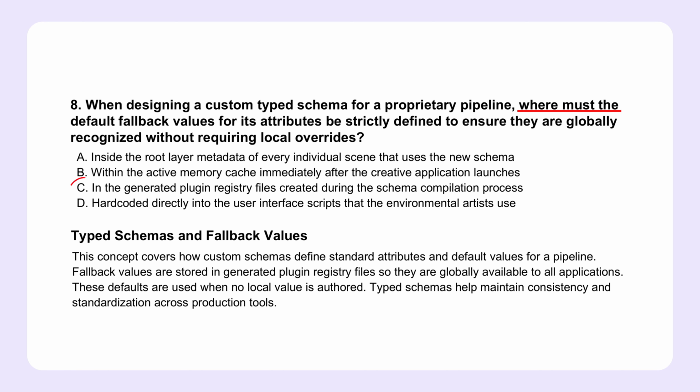If an attribute is missing a local value anywhere in the studio, the software checks the plugin registry and instantly knows the fallback default. It provides this really ironclad safety net. So schemas give us our strict global defaults. But pipelines aren't perfectly rigid. Artists need to make creative variations. If the schema sets the rule, how do we safely break it?